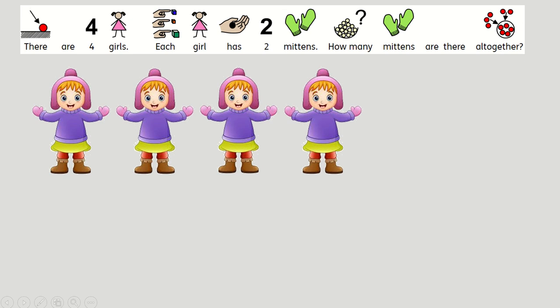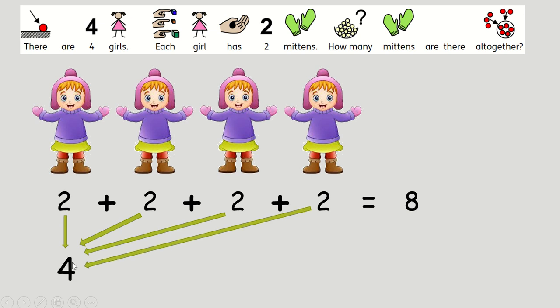Okay, so we look at that again, but this time there are four little girls. Each girl has two mittens. So how many mittens are there altogether? So we know that this girl has two, and this girl has two, this girl has two, and this girl has two. So we could use our number sentence to add them all together. So we could say two, add two, add two, add two, equals eight. Or we could say that we know that there are one, two, three, four girls. And each girl has two mittens. So our four lots of two, four times two, equals eight.